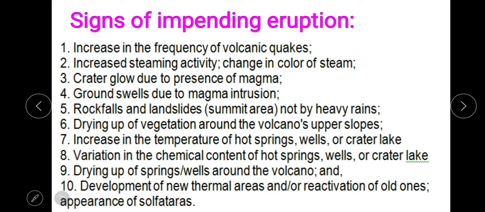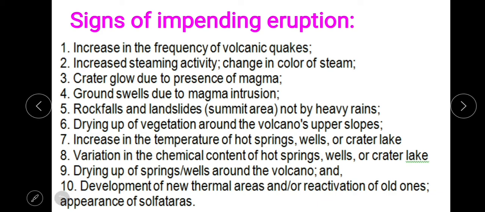Then of course there are rock falls and landslides, even though they are not caused by heavy rains in the summit area. Then we have also the drying up of vegetation around the volcano's upper slope. So if many plants die around the slopes of the volcano, then prepare. Okay. Next, number 7, increased temperature of hot springs and wells. If you notice that water has increased its temperature, you better get out.